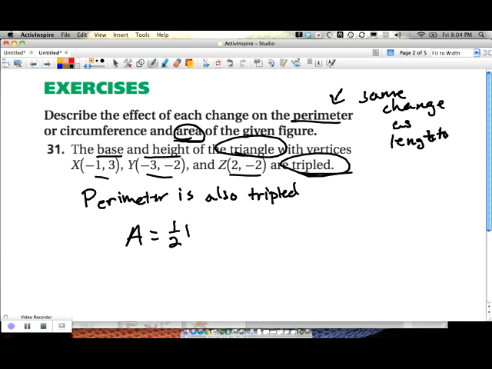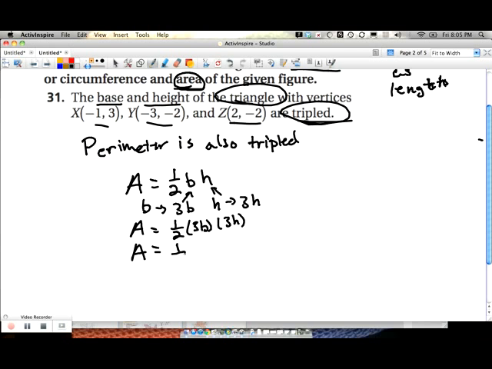If I know that the area of a triangle equals half the base times the height, but now I have a new base and height because it's being tripled. So the base really changes to 3 times the base, and the height really changes to 3 times the height. I'm going to replace those into here and see what happens. So then the area is equal to 1/2 times 3 times the base and 3 times the height. Well, if I move things around here just to get it back to where it started, the area then is really half base height times 9.